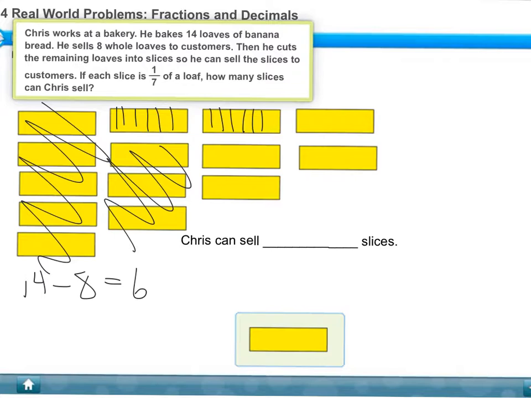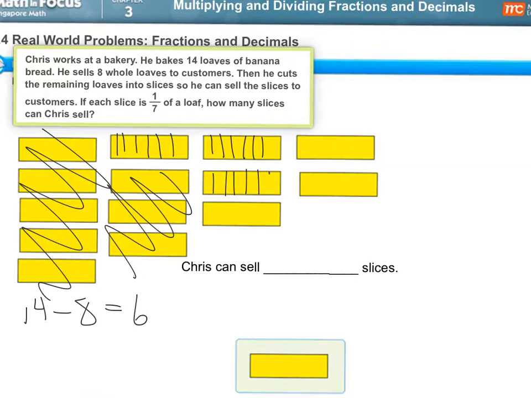So we can show this on our loaves by actually cutting them into 7 slices each. We can be a bit more mathematical about this though. We know that we are doing 6 loaves divided into slices of 1/7, and that's equal to 6 times 7 over 1, and 6 times 7 over 1 is 42. So Chris is going to be selling 42 slices of banana bread.